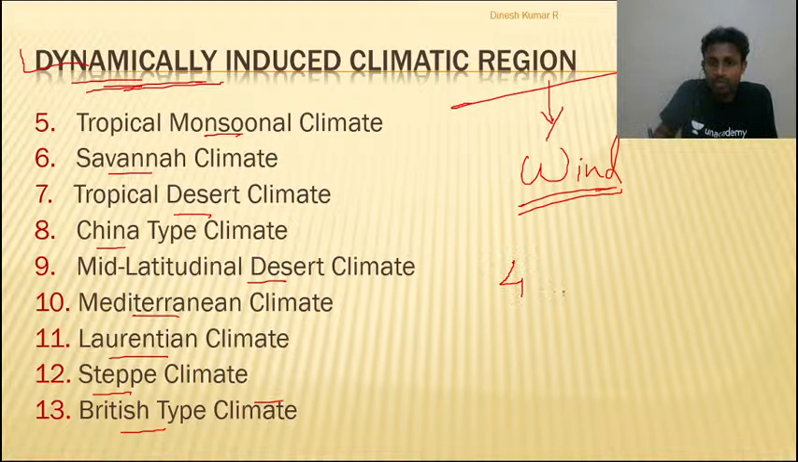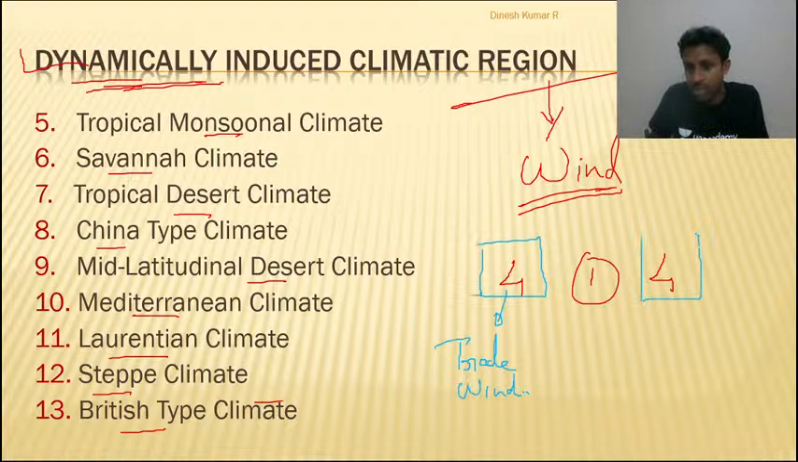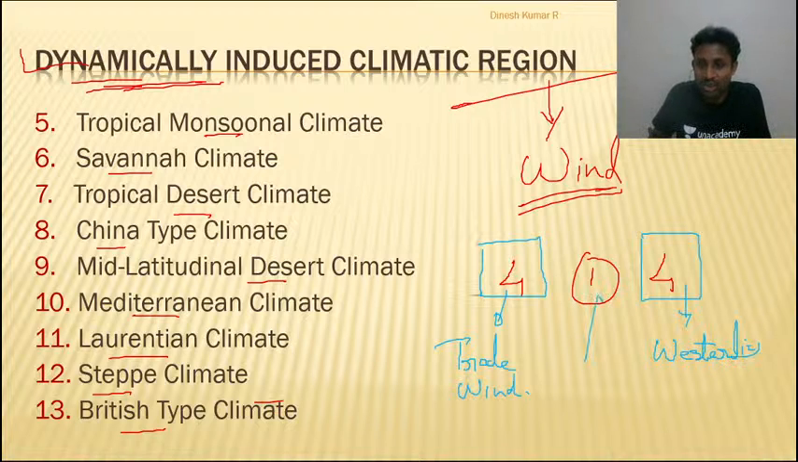3 groups will be 4, 4 and 1. What does that mean? I'm talking about the first 4, that is this one. These first 4 are trade wind or easterlies regulated climatic regions. The last 4 are westerlies regulated climatic regions. And this one has the combination effect of this one plus this one. They have both the effects of trade wind and westerlies.